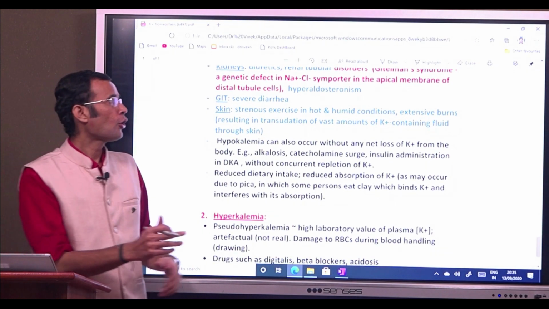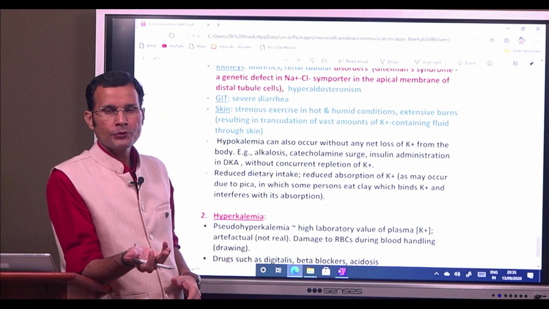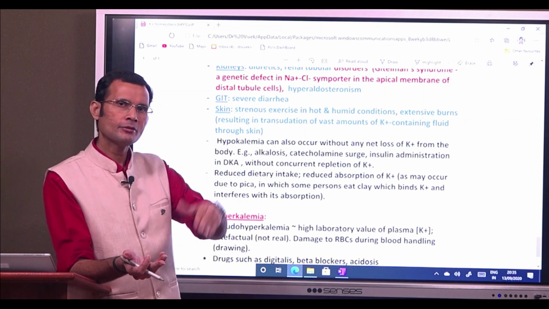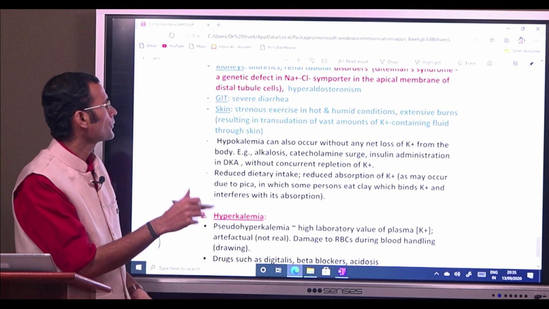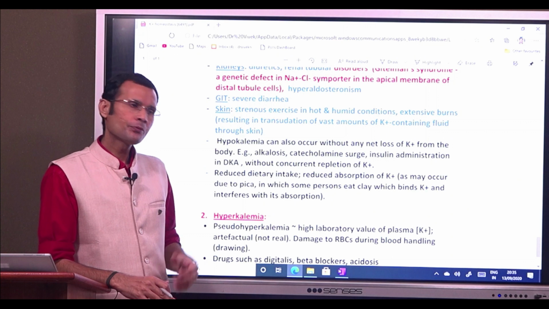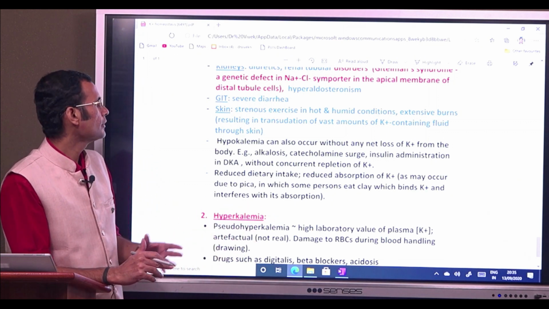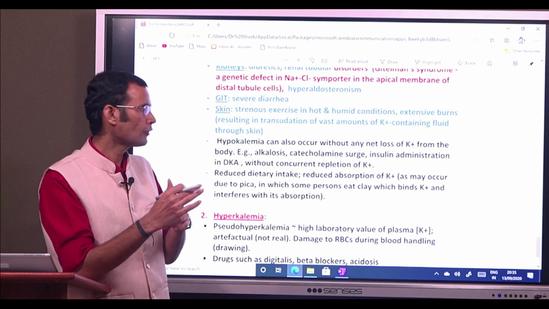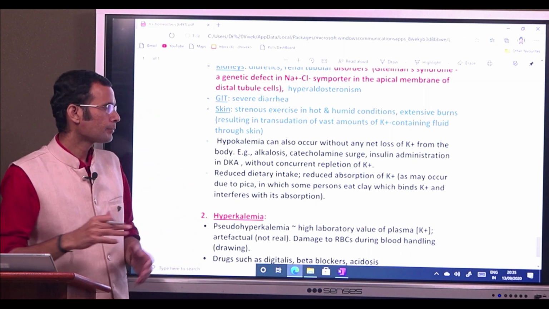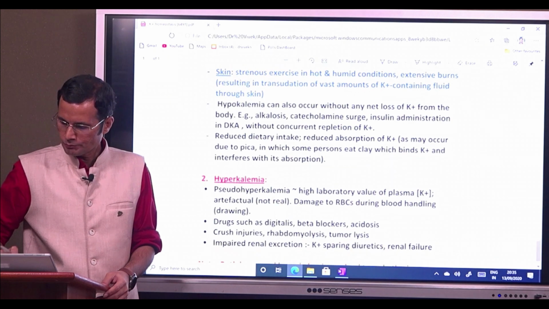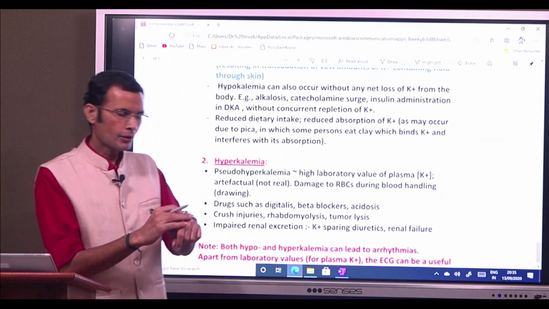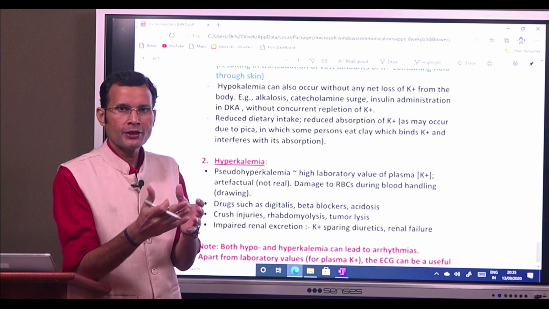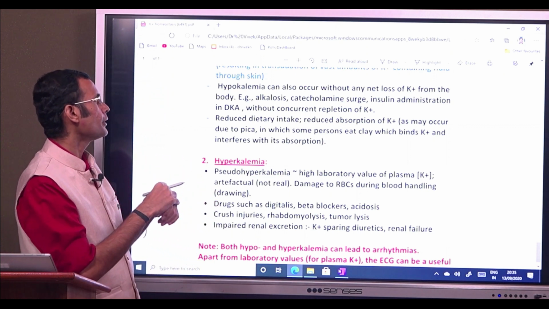So these are causes like hyperaldosteronism. If there is excess aldosterone, it will reabsorb sodium and excrete the potassium. GIT: severe diarrhea, loss of potassium into the feces. Skin: strenuous exercise in hot and humid conditions, so loss of potassium can increase. Extensive burns also, there is a loss of transudate fluid with a lot of potassium lost into that fluid.